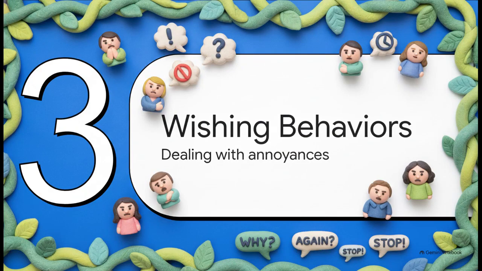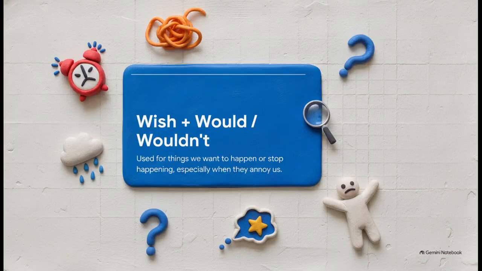Okay, let's pivot to section 3, wishing for different behavior. Because, let's be real, sometimes we don't just want our environment to change, we really want other people to change. And that brings us to our second big grammar rule, using wish plus would or wouldn't. We pull out this structure for things we desperately want to happen or things we really want to stop happening. And the key word to remember here is annoyance. We use this when someone or something is just actively getting on our nerves and frustrating us.